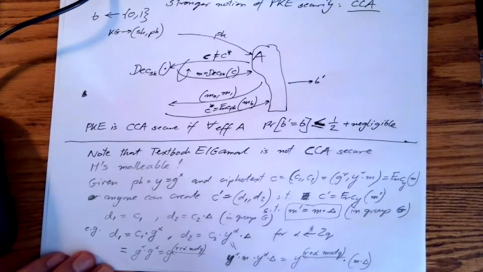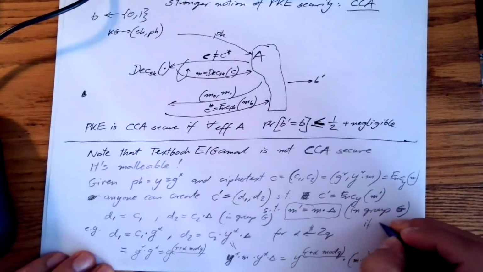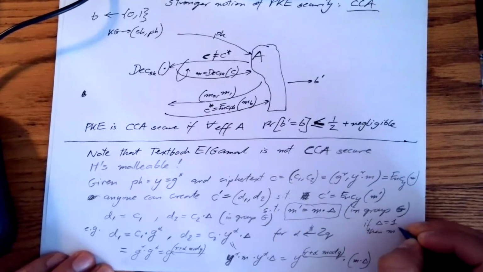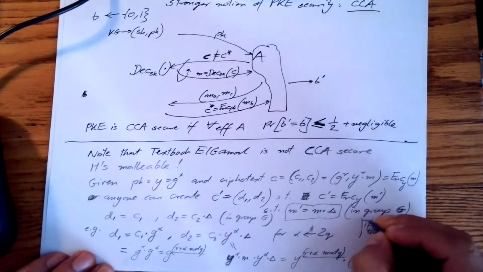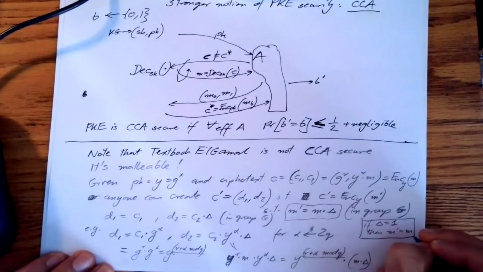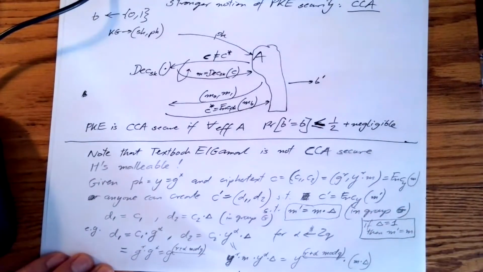Note, if delta is 1, then M prime is just M, obviously. So what would happen in that case is that D1, D2 is a fresh encryption of the same M.